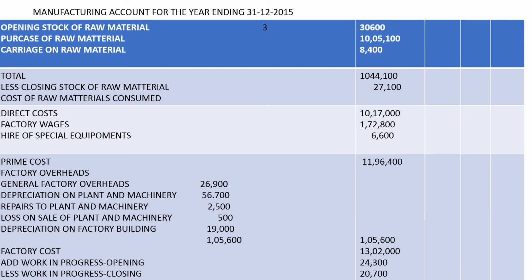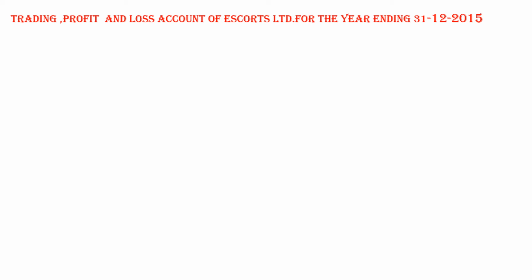Bad debts written off 1,300. Provision for bad debts 4,350. Totals come to 55,400. And the total of expenses comes to 79,100. Therefore, the net operating profit comes to 1,73,700.